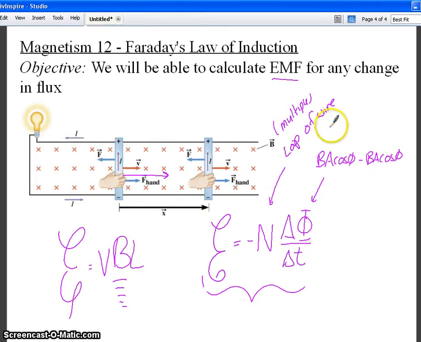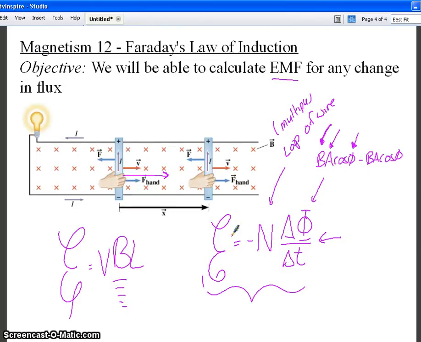But as we know, flux is a combination of the magnetic field lines, the area, and the angle between the magnetic field lines and the normal to the area. So this equation right here actually encompasses all changes in flux, because any change in flux, if it's either the angle, the area, or the magnetic field, will produce an EMF. It will produce a current. Okay, and the more loops we have, the more it'll affect it.